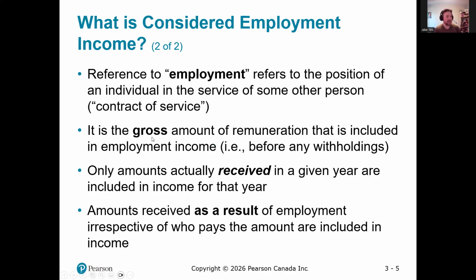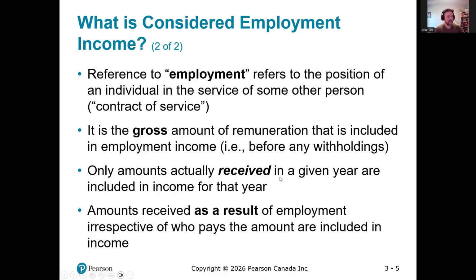We include in income the gross amount of remuneration included in employment income before any withholding. So if your pay stubs for the year show gross income of $60,000, and you have deductions taken from it, CPP, EI, taxes, your income inclusion is the gross amount, the 60. Even though because of my source deductions, maybe I only got $48,000 to actually take home. That $12,000 difference will be dealt with in my tax account and my credits, but my income is still the full amount, 60,000.